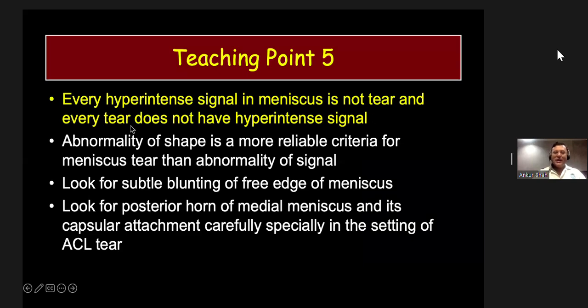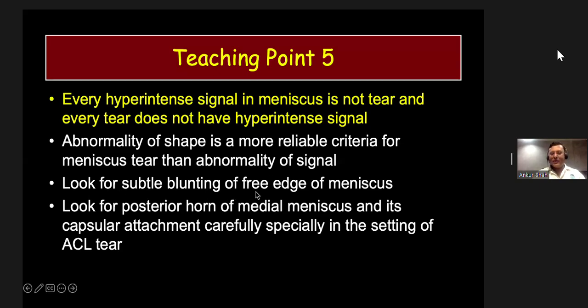So remember, every hyperintense signal in meniscus is not a tear, and every tear does not have hyperintense signal. Those displaced flap tears, they may not show any hyperintense signal, but only abnormality of shape of the meniscus, and they are the tear of meniscus. Abnormality of shape, it is much more reliable criteria for meniscus tear compared to the abnormality of signal. The signal abnormality could be just because of the normal vascularity or meniscus degeneration, or those intrameniscal degenerative changes or mucoid changes. But whenever you see abnormality of shape, it is definitely a tear.